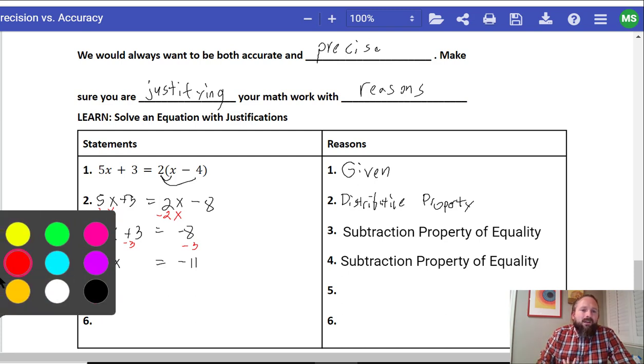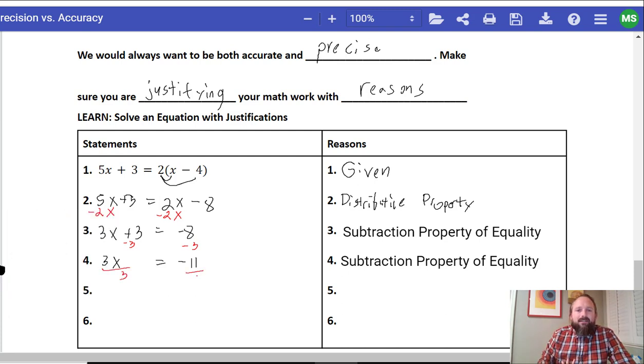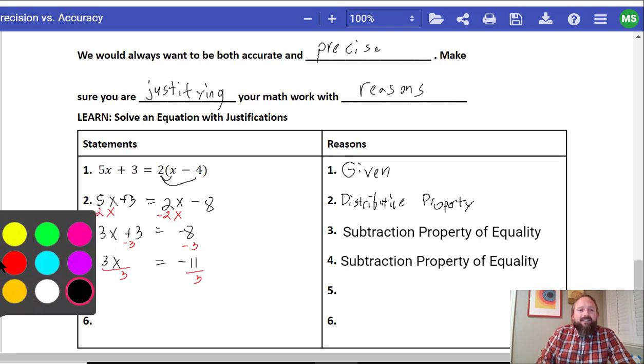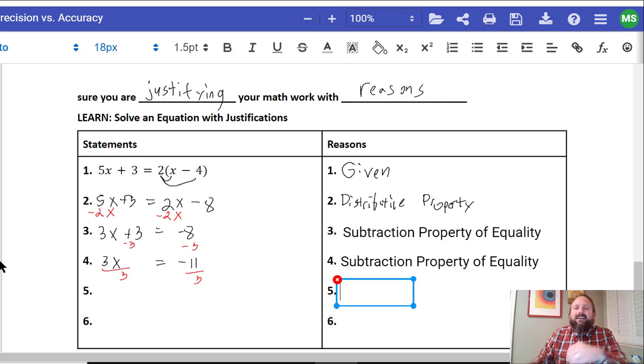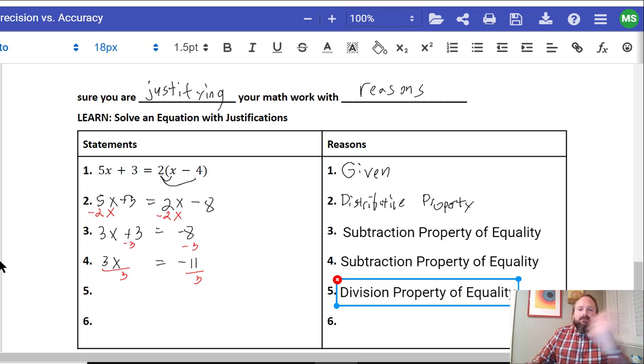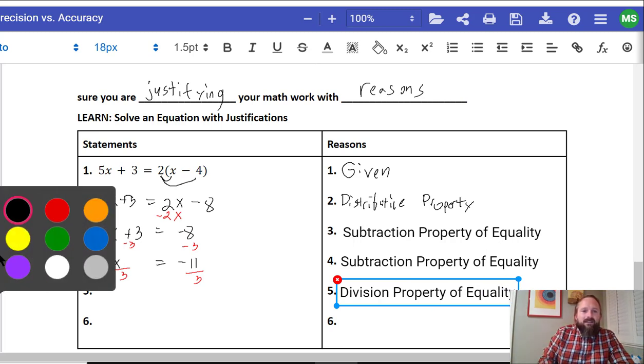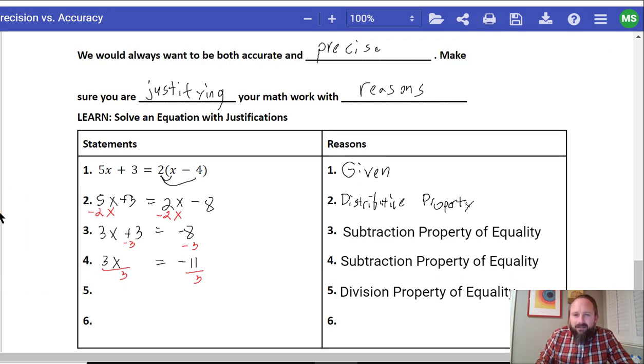Well, what am I going to do now? Well, I'd probably divide by 3 on both sides. When I divide by 3 on both sides, I'm going to be using the division property of equality. So I get 3x divided by 3 is equal to negative 11 thirds. And heck, this last step, I'd probably go, hey, look, I'm going to have x is equal to negative 11 thirds. And that's just simplification.